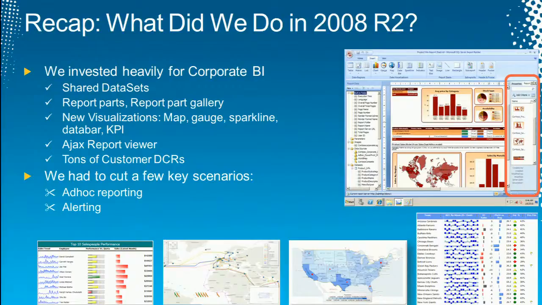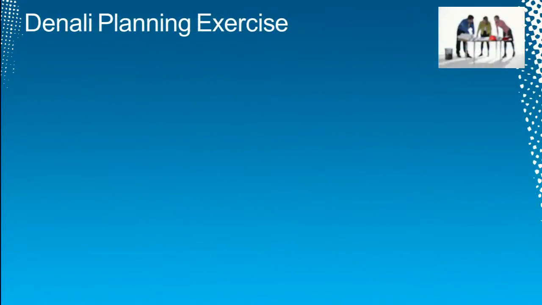And you'll see that come back when I talk about Denali. All right, so how do we go about defining what actually goes into a release? Especially around BI, one of the big value propositions of Microsoft BI is that we have a full stack. And that full stack includes SQL Server, Office, and SharePoint.